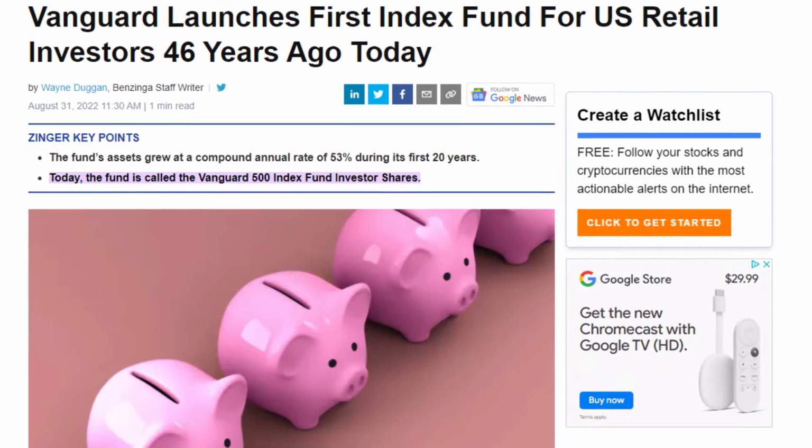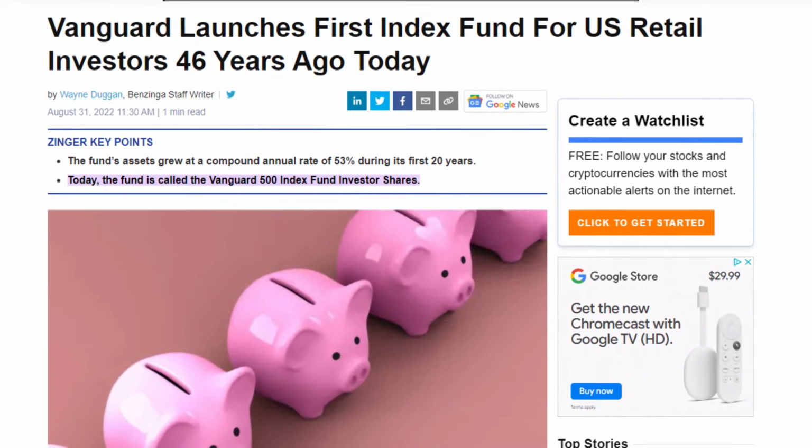So back on New Year's Eve of 1975, a company called Vanguard created the first index fund, called the First Index Investment Trust. I believe it's now called the Vanguard 500 Index. It's very similar to a mutual fund in that it's an automatic diversified portfolio that takes your money and divides it into different types of assets.